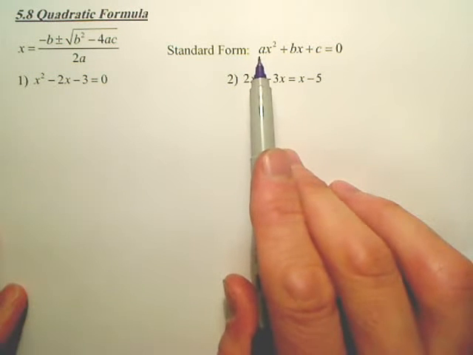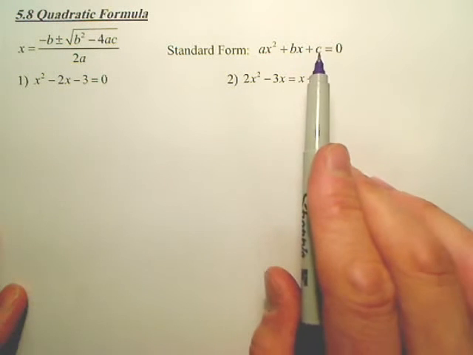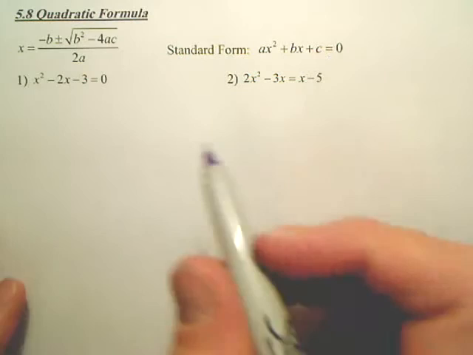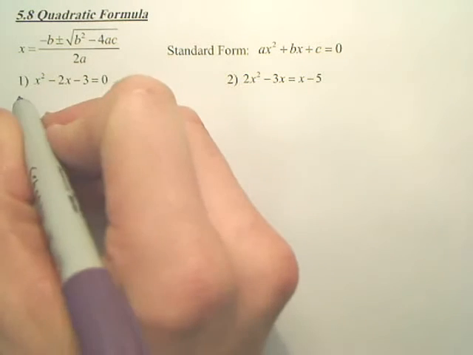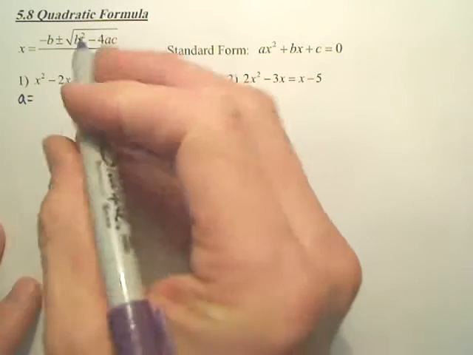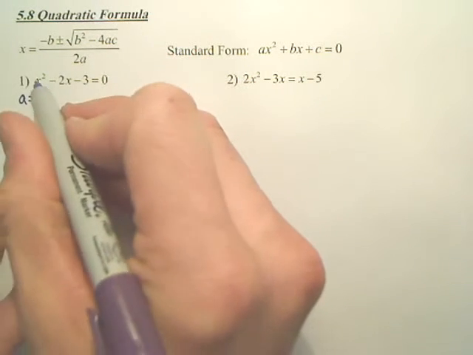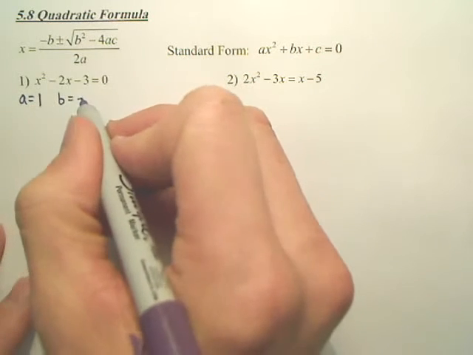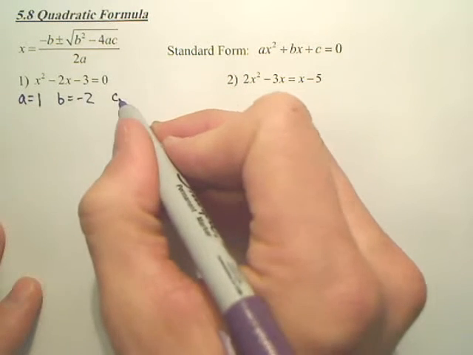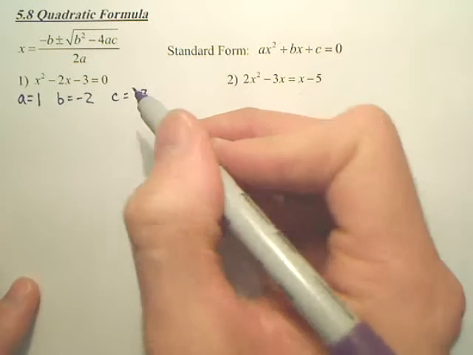A is the number next to the x squared, B is the number next to the x, C is the number by itself. So, is this in standard form? Yes. So we just simply, really quick, my A is 1 because I have 1x squared. My B looks like a negative 2 in front of the x. And my C looks like a negative 3.